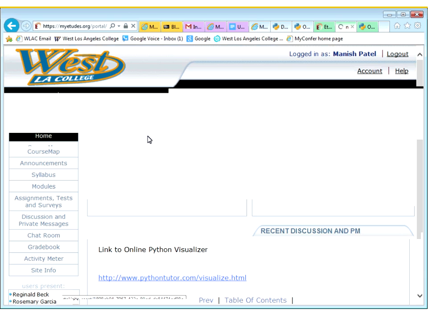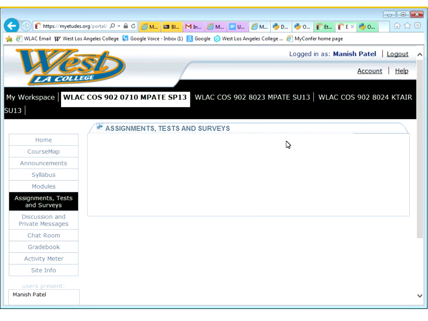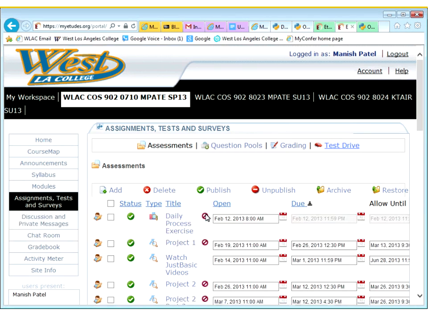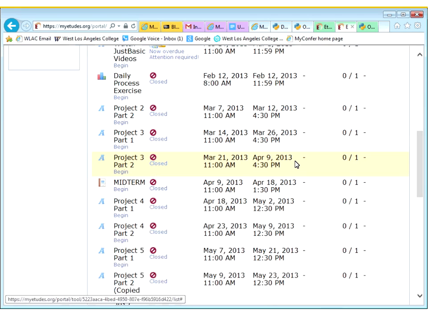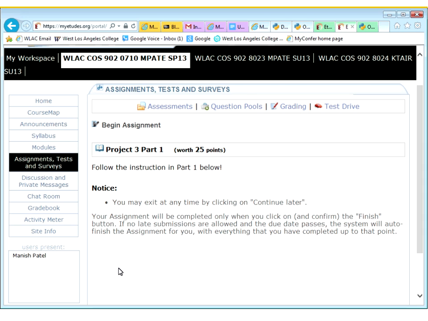I'm going to go into the assignments and test section. And so once it comes up, there we go, test drive. You're going to see I have a bunch of assignments here, and you'll see the word begin. Notice it says close because the due date is already passed, obviously, but since I'm the instructor, I can start anyone that I want. So here is Project 3 Part 1. If I hit begin, you'll see that there are some instructions, and then you click on begin. If you've used Etudes, this is all very familiar.